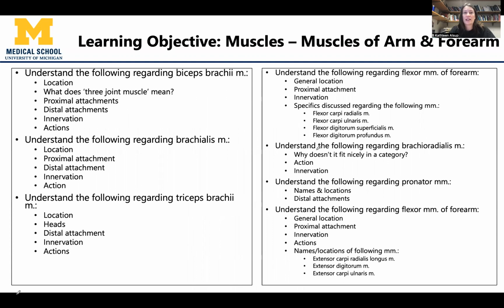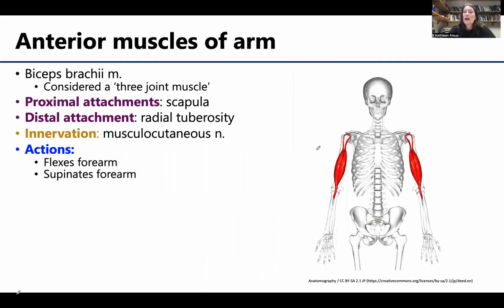So let's go ahead and get started. As you would imagine, we're going to start proximally and move our way distally. So we're starting with the muscles of the arm, and we're going to look at these anterior muscles. So remember, in anatomical position, these are the anterior muscles of the arm.